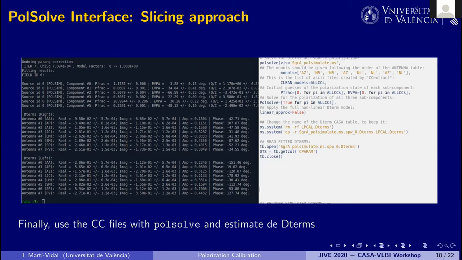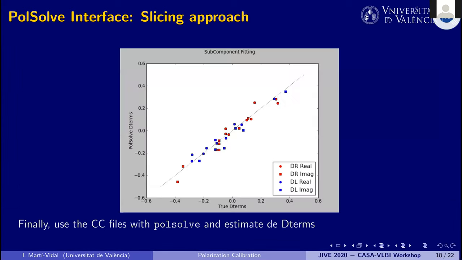This is the output that you get: estimates of the D-terms, estimates of the polarization of each one of the subcomponents, and also a CASA calibration table, which is useless by now, that has the D-terms on it. If you had set a target field to M87 or to Sagittarius A star or whatever target you have, then the corrected column would have been modified, and you would have the calibrated data ready for cleaning.